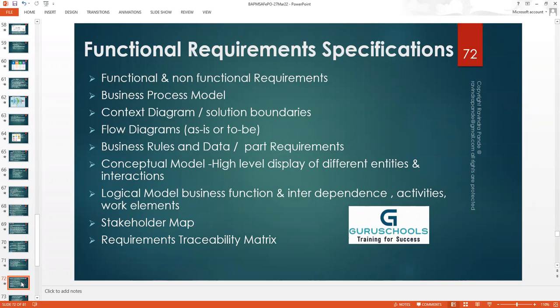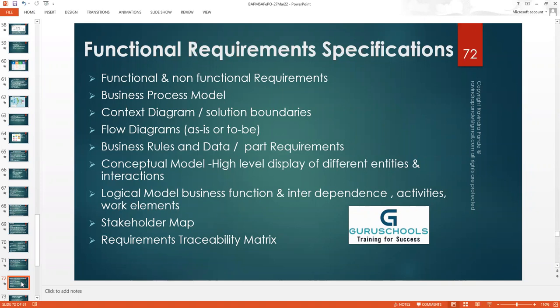We normally describe the design or architecture of a solution, project, or service. These are done by the architects of the world and the designers of the world. Then they have detailed flow diagrams, business rules and data requirements, a conceptual model with a high level display of different entities and interaction, a logical model of business functions and interdependencies, activities, work elements, stakeholder map, and requirement traceability matrix.